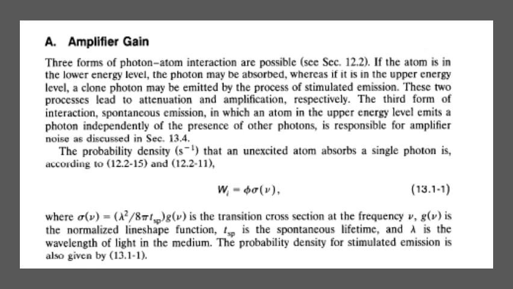The third form of interaction is spontaneous emission, in which the atom in the upper state emits a photon independently of the presence of other photons. Now this is responsible for amplifier noise, whereas stimulated emission gives you identical photons. The probability density that an unexcited atom absorbs a photon is given by W here.